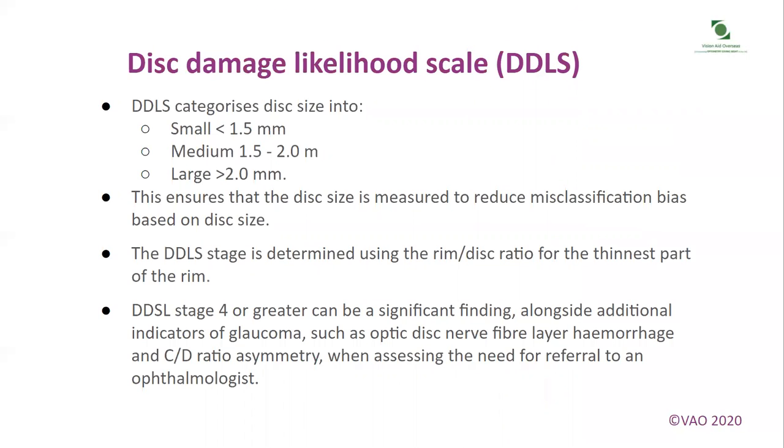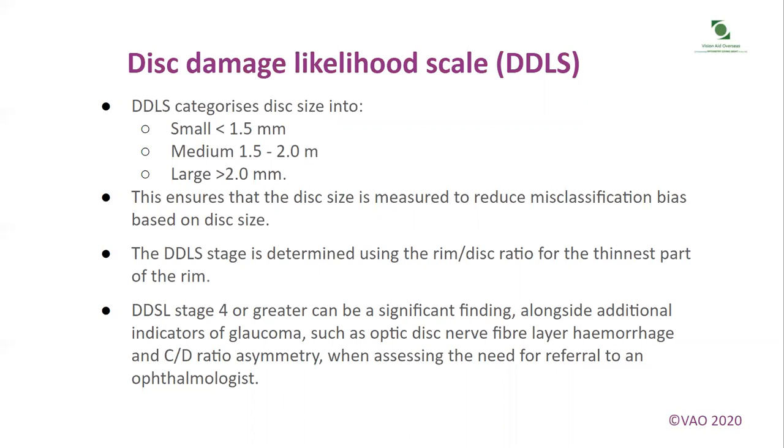The disc damage likelihood scale categorizes disc size into small, less than 1.5 millimeters, medium, between 1.5 and 2, and large, greater than 2 millimeters. This ensures that the disc size is measured to reduce misclassification bias based on disc size. The DDLS stage is determined using the rim to disc ratio for the thinnest part of the rim.